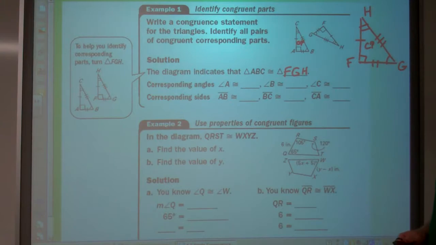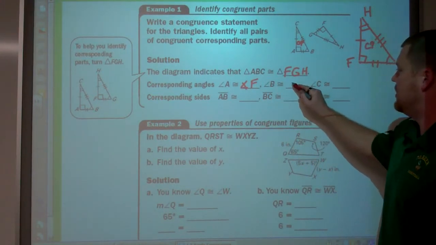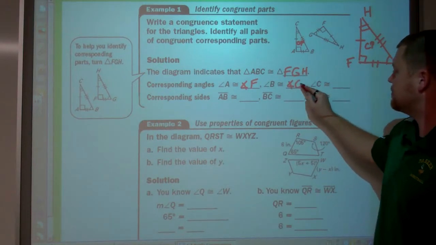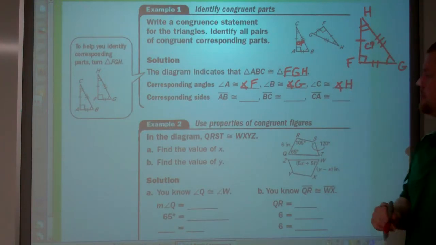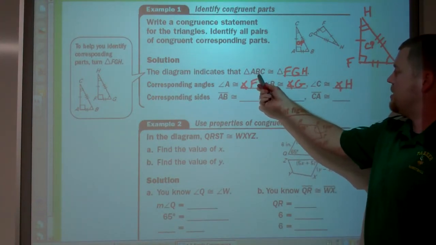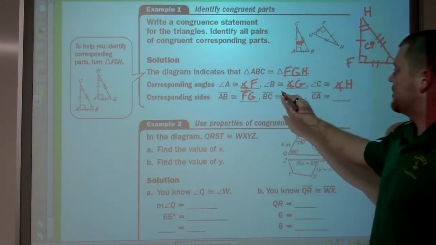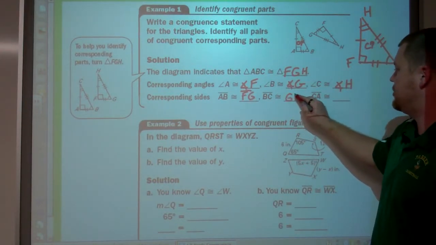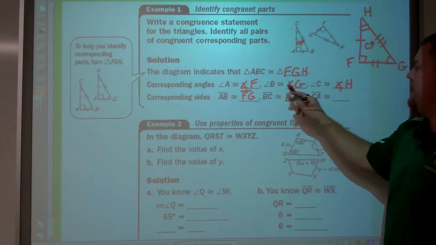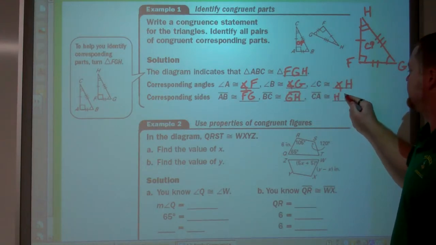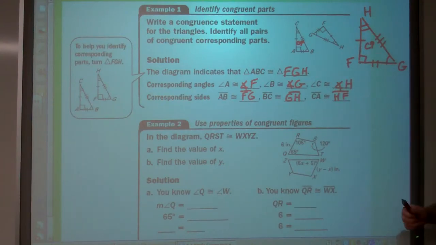And again, the congruent parts, angle A is congruent to angle F, angle B is congruent to angle G, angle C is congruent to angle H. Same thing, segment AB is congruent to segment FG, segment BC is congruent to segment GH, and lastly, segment CA is congruent to segment HF. And you can get that from your congruence statement or from the diagram.